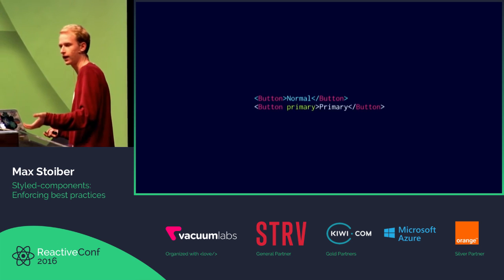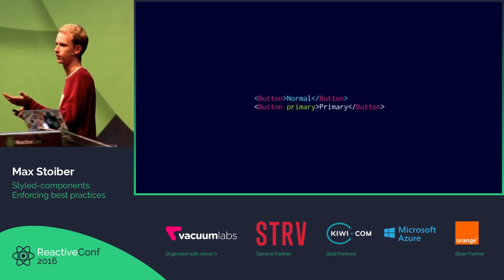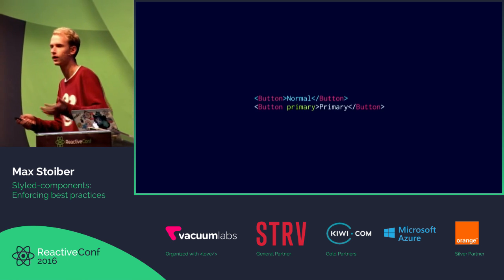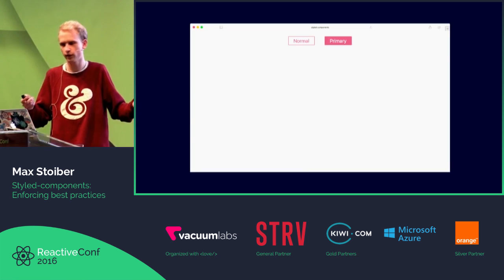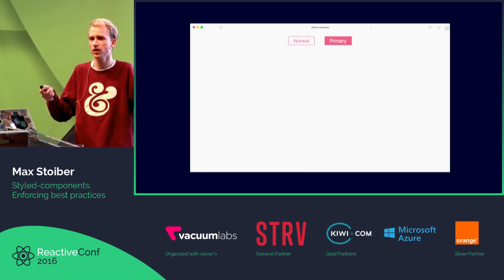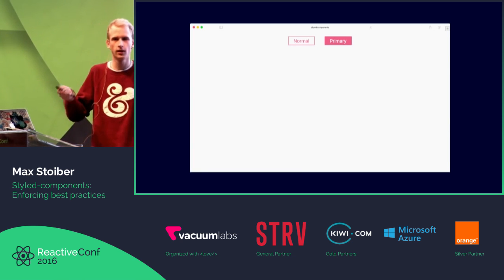Now again, we use this like any other React component, right? We say button, pass in some text. Or we say button primary and pass in some text. And what does that look like in the browser? Well, it just looks like two buttons. One of them is normal and one of them is primary, right? Nothing fancy.